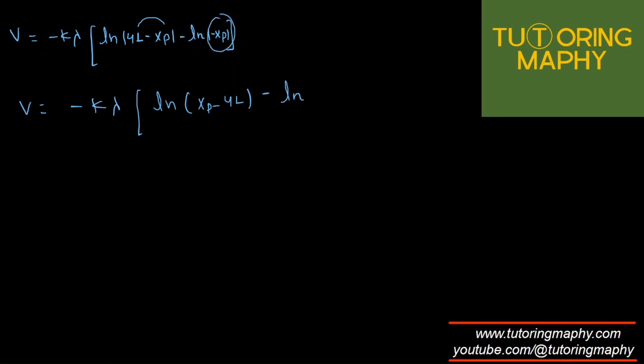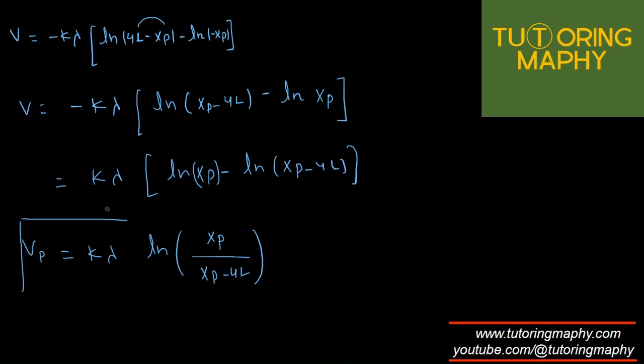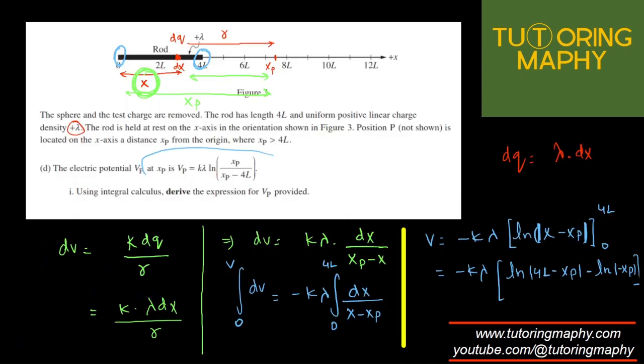Minus natural log of the absolute value of xp can just be written as xp. In fact, this negative sign can be moved inside, so it will become kλ [ln xp − ln(xp − 4l)], and ln a − ln b is ln(a/b). And this is the potential at P. And don't you think this is exactly what we were supposed to prove? I'll go back and you can see that this is the exact expression we were supposed to derive. That's how we do this question.